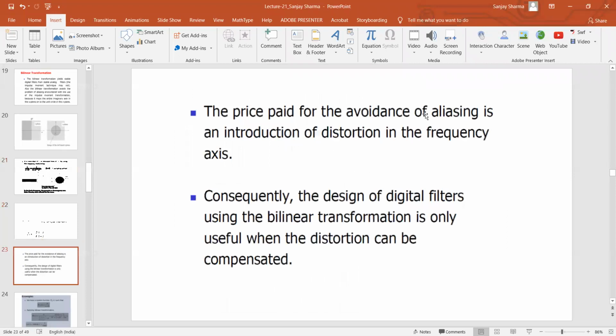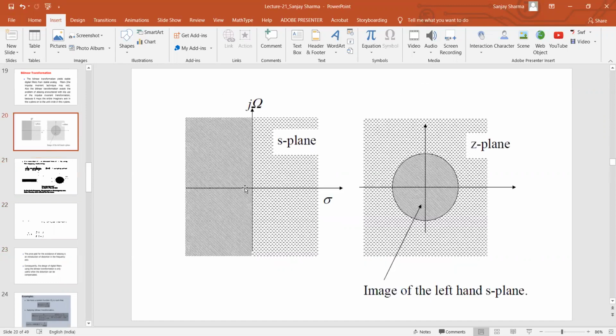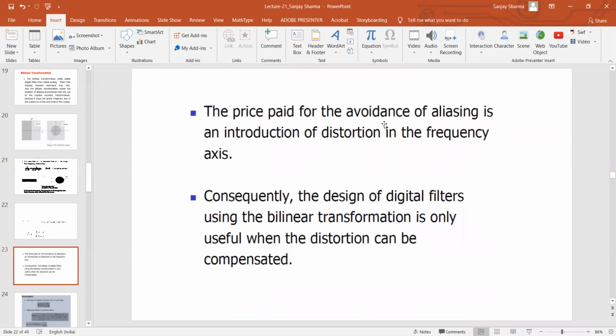The price paid for the avoidance of aliasing is an introduction of the distortion in the frequency axis. And it is very obvious, this is a strip going inside the unit circle. Here, in the case of bilinear transform, the complete j omega axis goes into the unit circle. So there will be distortion in the frequency axis because this is a large portion being mapped inside the unit circle. So that's what is said. The price paid for the avoidance of aliasing is an introduction of distortion in the frequency axis.